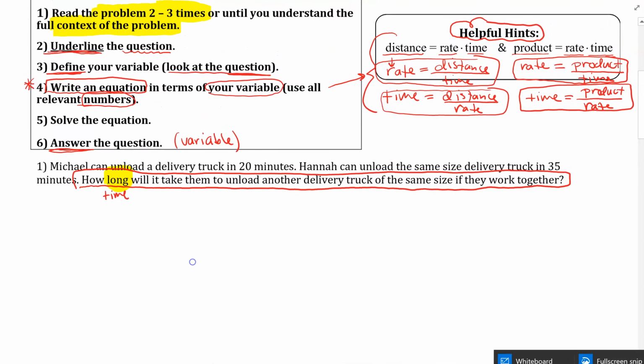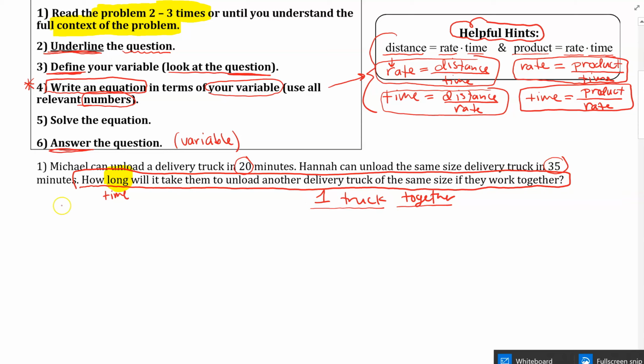Now, we read the question. So basically, this is telling us the time it takes for Michael and Hannah to unload a same size delivery truck on their own, right? It takes Michael 20 minutes. It takes Hannah 35 minutes when they're unloading a truck on their own. The question wants to know, how long would it take if they were unloading one truck together? So this is how long it takes Michael to unload one truck by himself, how long Hannah unloads one truck by herself. Question is, how long would it take to unload one truck together?